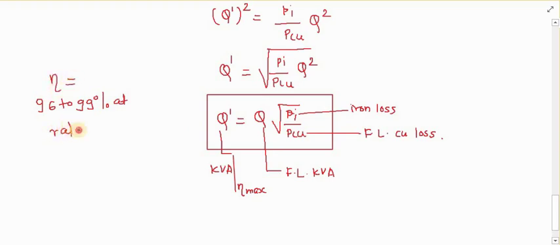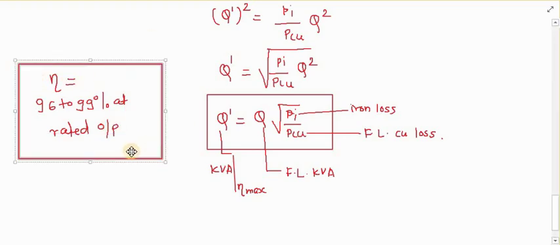So you have to remember this, because your transformer is a static device and all static devices are free from friction and windage losses. So the transformer is the most efficient equipment in the power system, with an efficiency of about 96 to 99% at the rated output.